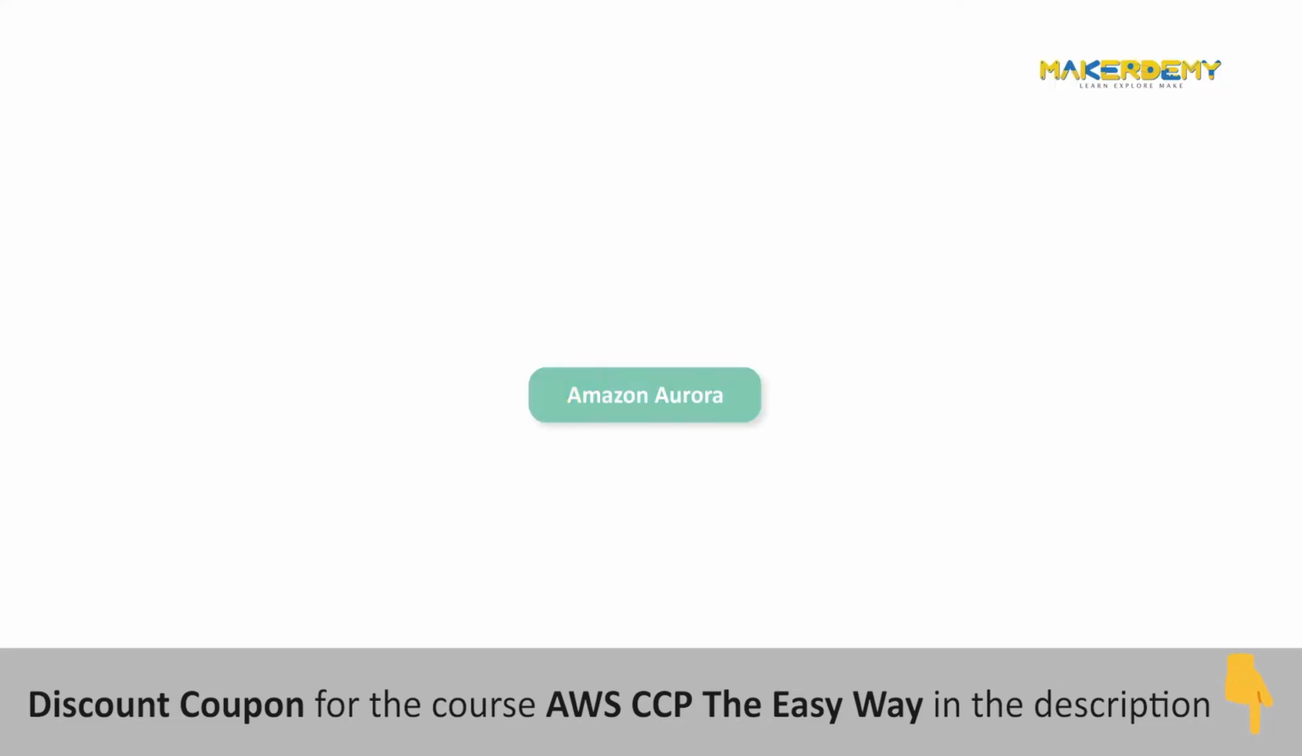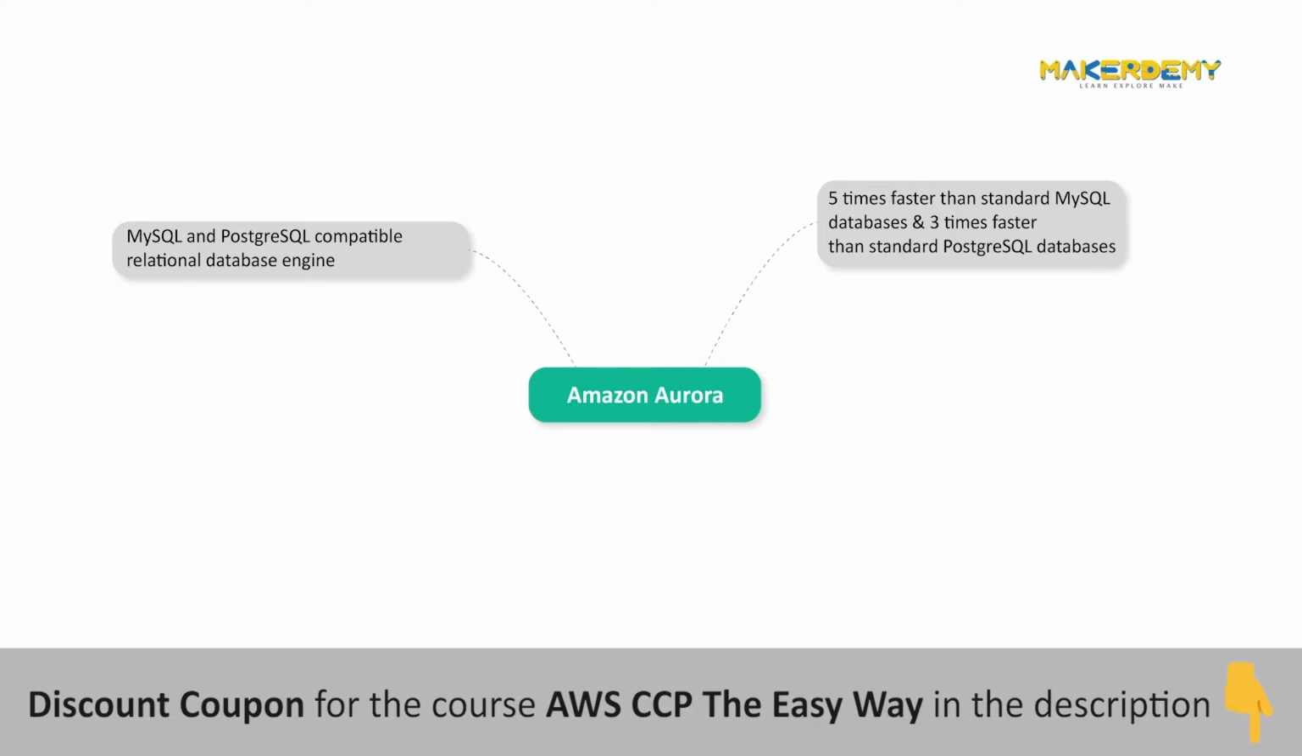Amazon Aurora. Amazon Aurora is a MySQL and PostgreSQL compatible relational database engine that combines the speed and availability of high-end commercial databases with the simplicity and cost efficiency of open-source databases. Amazon Aurora is up to 5 times faster than standard MySQL databases and 3 times faster than standard PostgreSQL databases. It provides the security, availability, and reliability of commercial databases at 1/10 the cost.